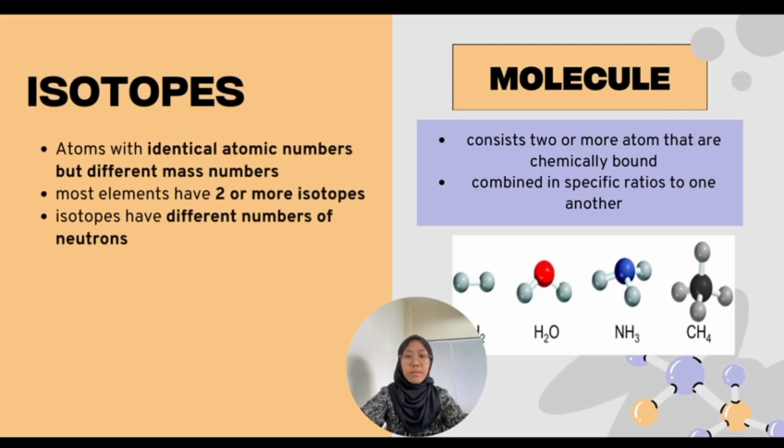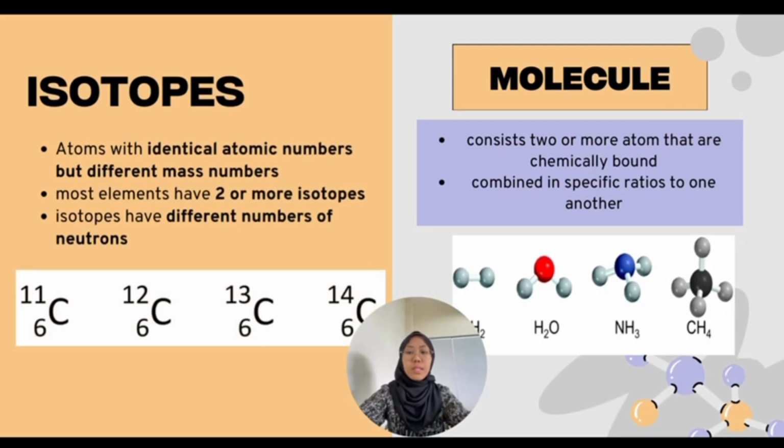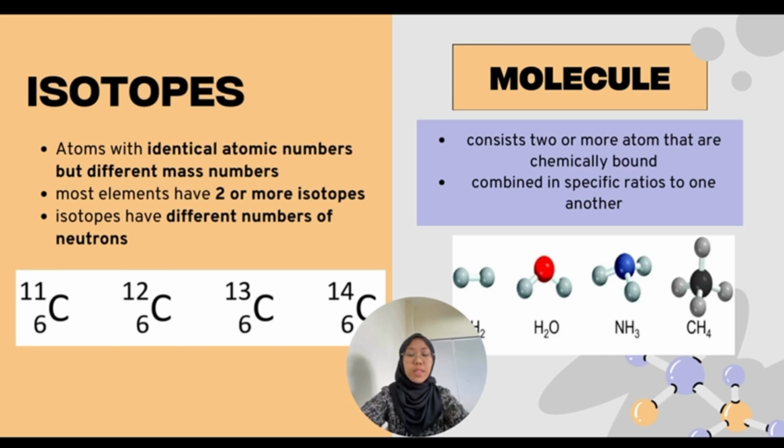And then we have isotopes. An isotope is an atom with identical atomic number but different mass number. Most elements have two or more isotopes. Isotopes have different numbers of neutrons.